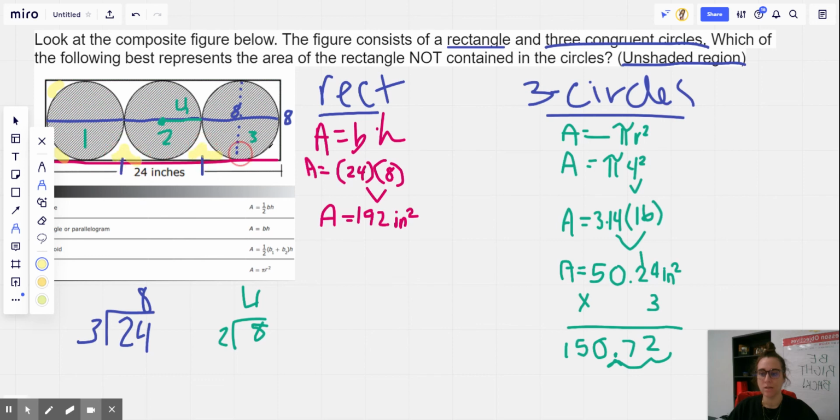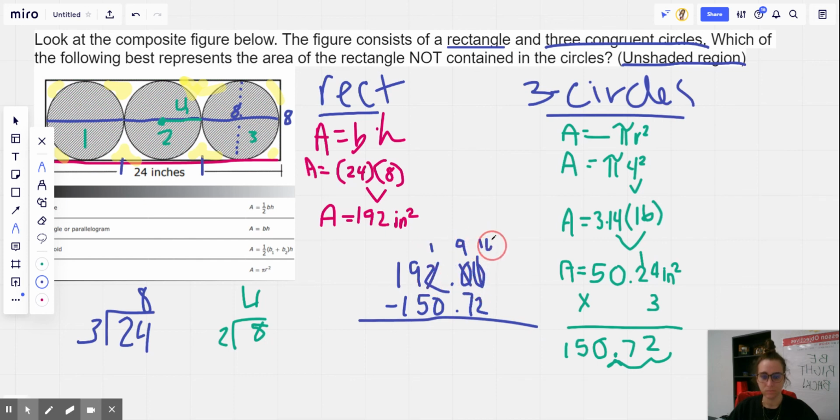Now it wants to know the area of the non-shaded. So the little white areas, that's what we're looking for. So if we know the whole area of the rectangle and we have the area of all the circles, all we have to do is subtract 192 minus 150.72. And you will end up with 41.28 inches squared.